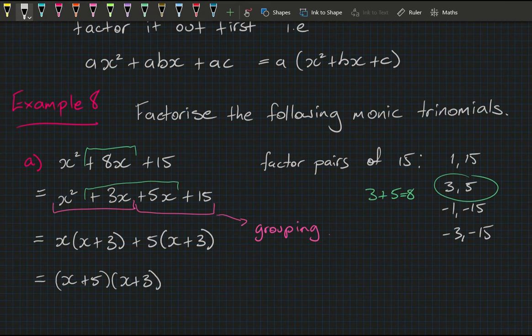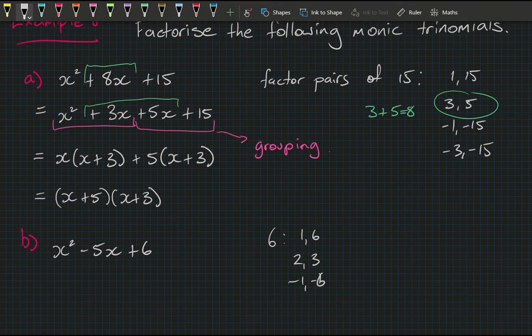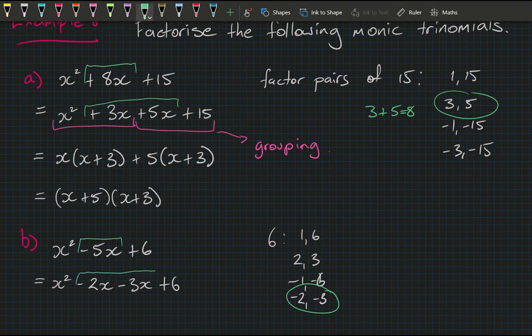All right, that's done. Let's have a go at part B, where we have x squared minus 5x plus 6. So the factor pairs of 6 are 1 and 6, 2 and 3, minus 1 and minus 6, and minus 2 and minus 3. And obviously minus 2 and minus 3 add up to minus 5. So if we rewrite this expression as x squared minus 2x minus 3x plus 6, all we've done is change the 5x to the minus 2 minus 3x.